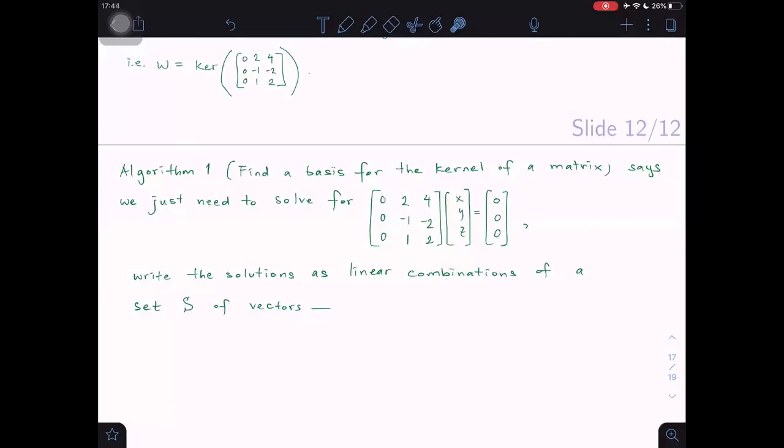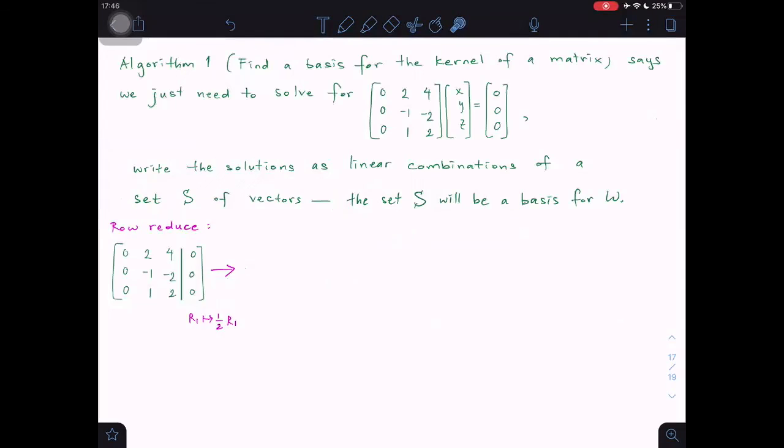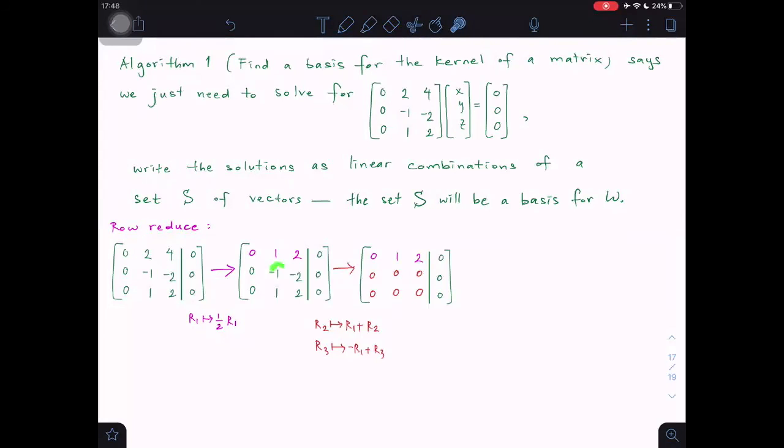We will apply that. Algorithm 1 for finding a basis for the kernel of a matrix says that we just need to solve for this matrix times mystery vector equals the 0 vector. Write the solutions as linear combinations of a set of vectors, and the set of vectors will be a basis for W. I see that all of the entries in the first column are 0, so I go to the next column. I see that I can turn this into a leading one by multiplying by 1/2. I turn the entries below this leading one to 0, and I get this matrix, which is a row echelon form matrix. I check that it has this one leading one.